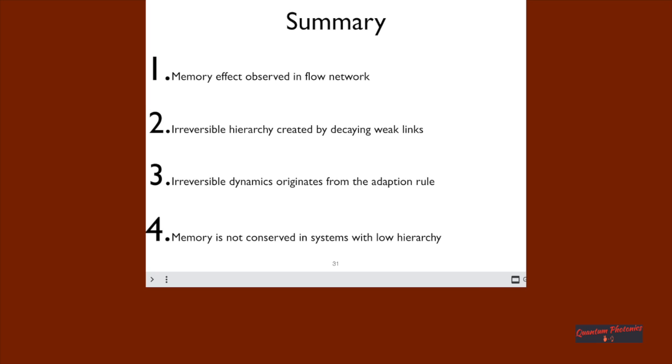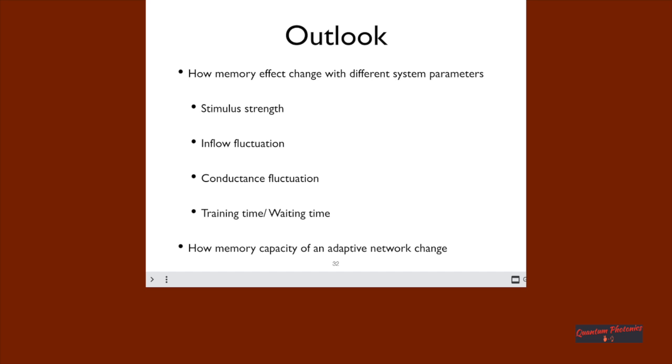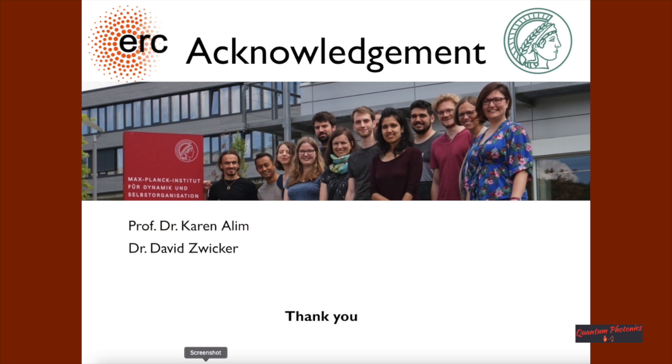As an outlook, shown in slide 32, we can look into different effects on memory, like how the memory effect changes as a function of different system parameters, such as the strength of the stimulus, the inflow fluctuation, the conductance fluctuation, the training time or the relaxation time of the network. And we can also look into how the memory capacity of adaptive networks changes, which is work we have very recently put on arXiv. You can take a look at it if you like.